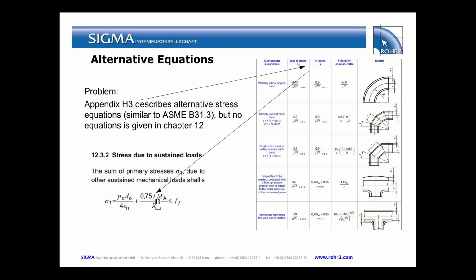Even worse, there is just a sentence saying you can replace 0.75i by Ii and Io, which basically removes the 0.75 from the primary stress equations.